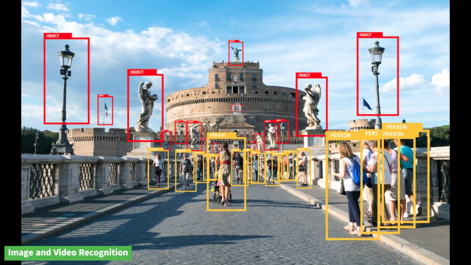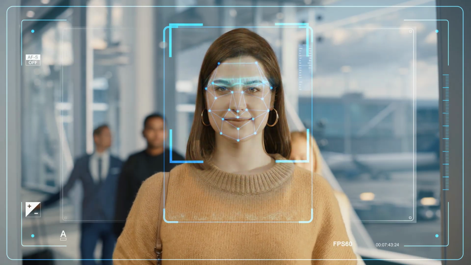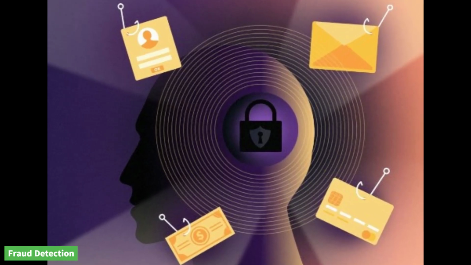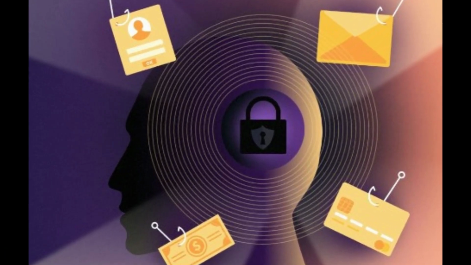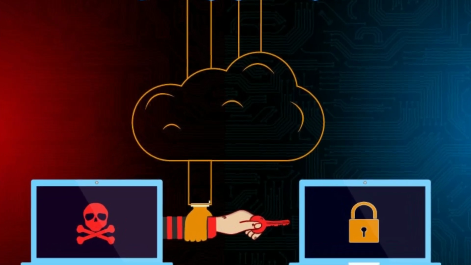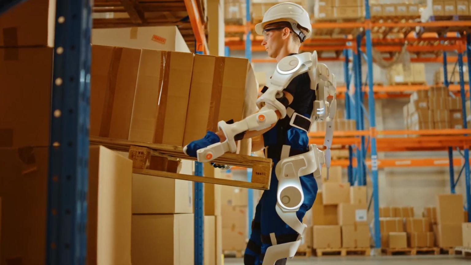5. Image and video recognition. AI and machine learning algorithms can analyze images and videos to identify objects, people, and scenes. 6. Fraud detection. AI and machine learning are used to detect fraudulent activity in areas like financial transactions and insurance claims. As AI and machine learning continue to advance, their impact on our lives will only grow.